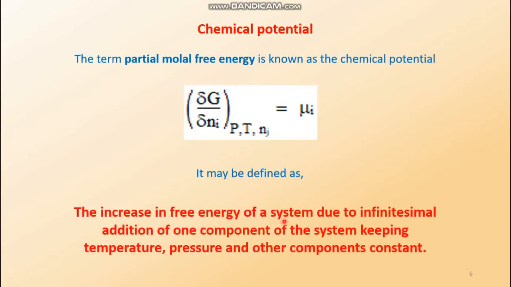So what should be the definition of this term mu I? It may be defined as the increase in free energy of a system due to infinitesimal addition of one component of the system, keeping temperature, pressure, and other components constant. Isn't it? That means it is actually the rate of change in G with respect to Ni, keeping P, T, and Nj constant, I not equal to J. So this is the definition of chemical potential with respect to Gibbs free energy.